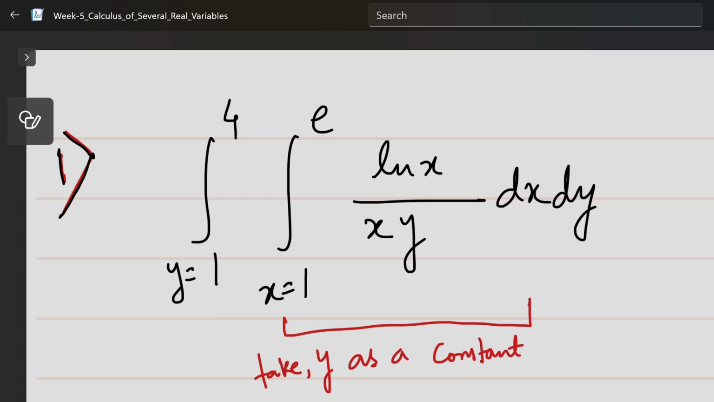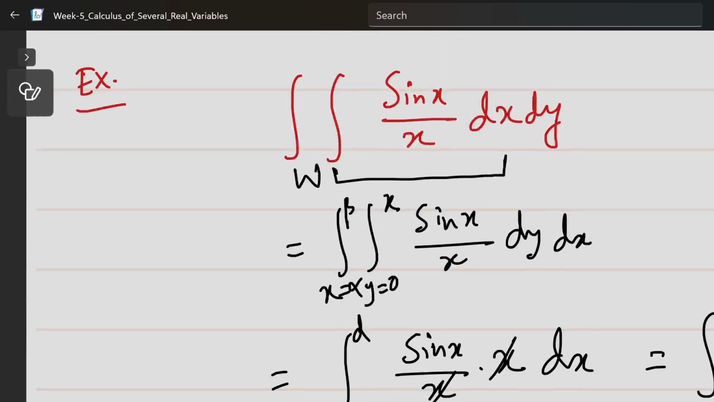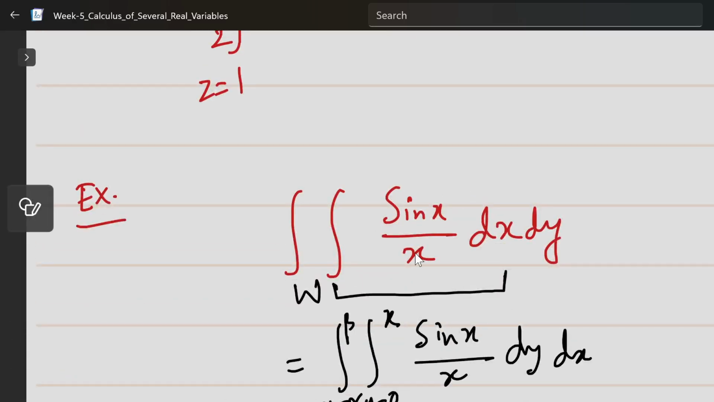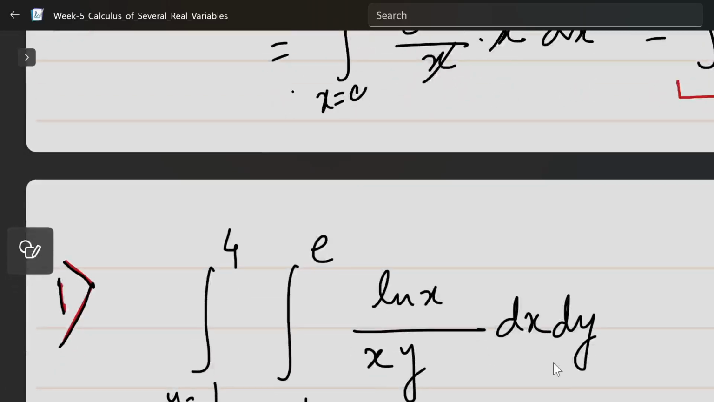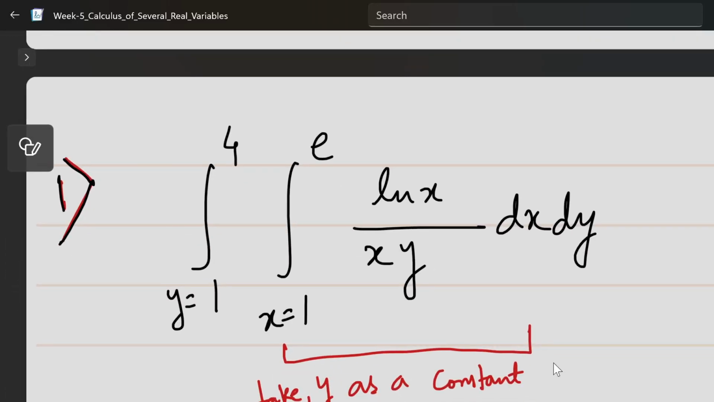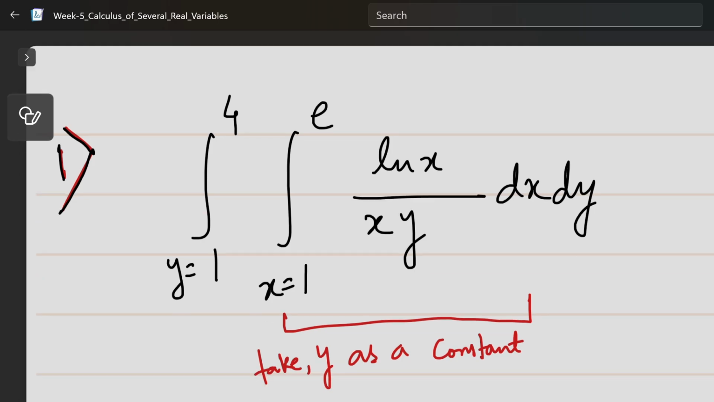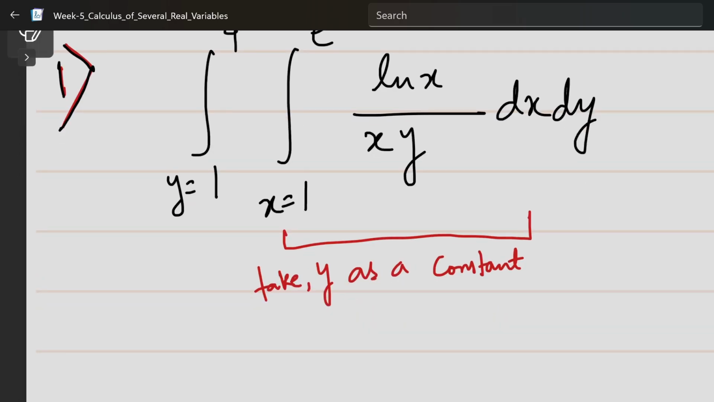So you can directly do this. But suppose ln x is not here, it is sin x or something. Sin x, as I told you in my last problem, only sin x by x. Then it is not possible. You have to do change of order of integration. So here I am doing it directly for you. So what I will do is take y as a constant.